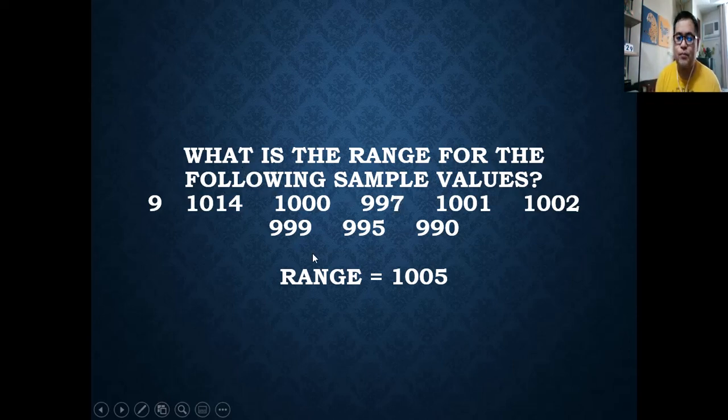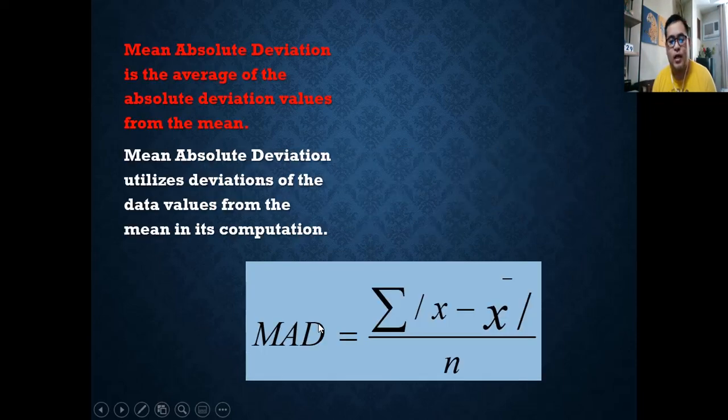This is very easy. So say for example, I have the raw data: 9, 1014, 1997, 1001, 1002, 999, 995, 990. So compute for the range. As I've said a while ago, range is the difference between the high score and the low score. So what you need to do is to identify the high score, which is 1014, and of course the low score, which is 9. So therefore, the range is 1014 minus 9, which is 1005. So that's very easy.